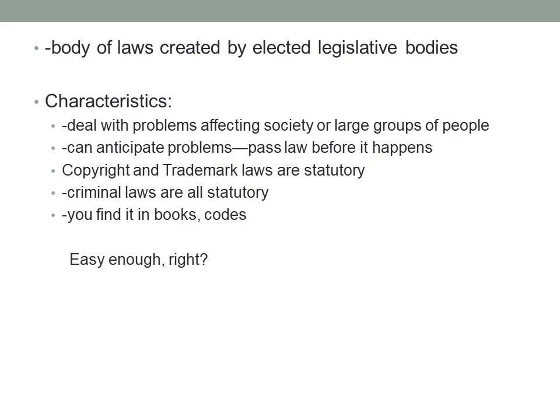And we're going to be dealing with a lot of statutory law. Copyright law is statutory. It's in the federal code. It's created by Congress. We'll touch on patents and trademark next week. They're statutory laws. They are created through the federal government.